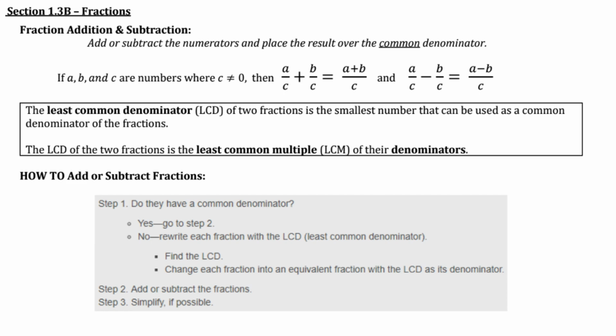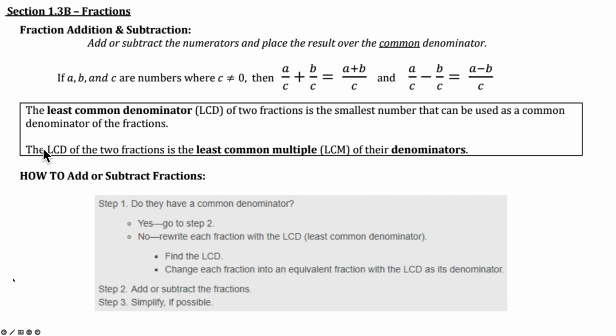Now, what happens when we don't have common denominators? You want to find what is known as the least common denominator, the LCD. The LCD of two fractions is the smallest number that can be used as a common denominator of the fractions. In other words, usually what we say here is: what number can both denominators divide evenly into? And if that's the smallest possible value, that's your least common denominator.